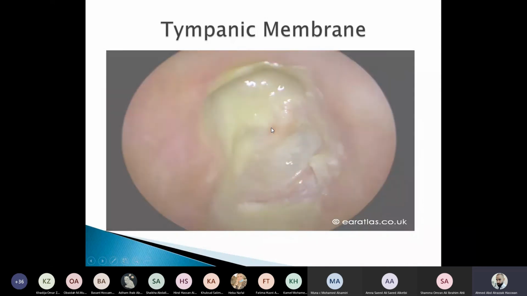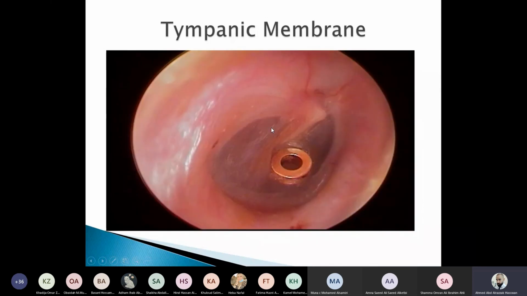So the complications are much worse. So what we do is, instead of waiting for the tympanic membrane to rupture, we do the incision ourselves. We insert this tube and we treat it until the middle ear heals. Then this tube will be removed and the tympanic membrane will be sutured. Okay.